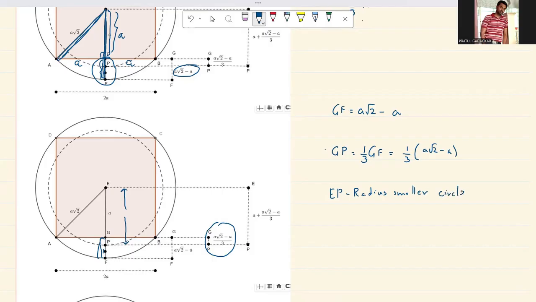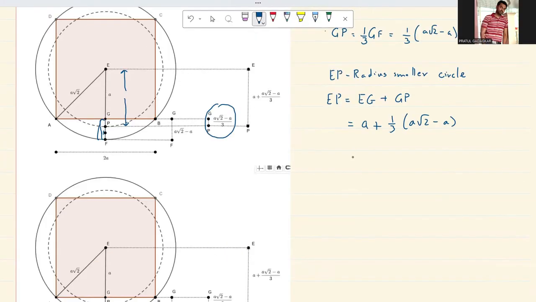And this is the circle whose area we have to find. And this circle will have the same area as the square, right? So how much is EP? Obviously, by the figure you see, EP is EG plus GP. But EG is how much? EG was A. And GP we have found out here. It is 1/3 of A root 2 minus A.